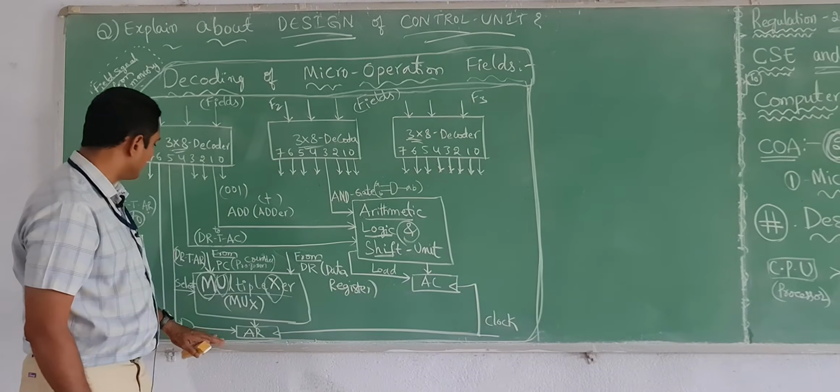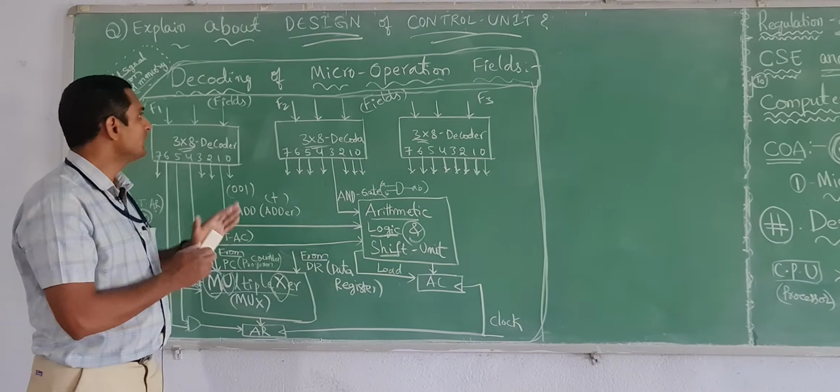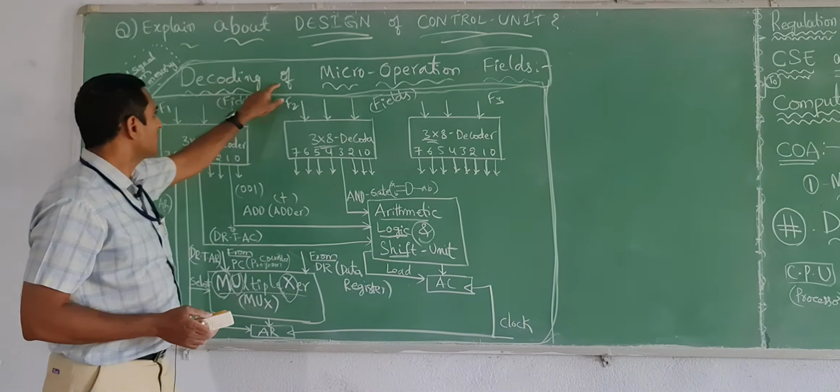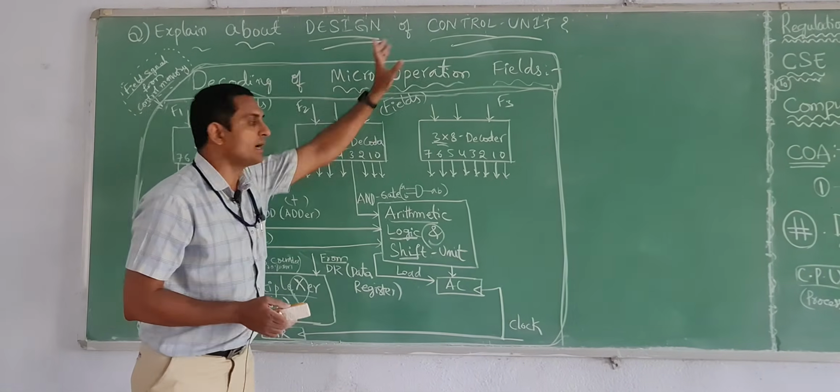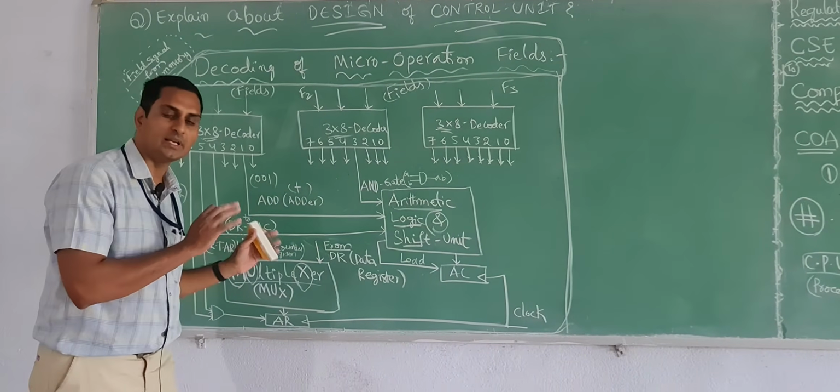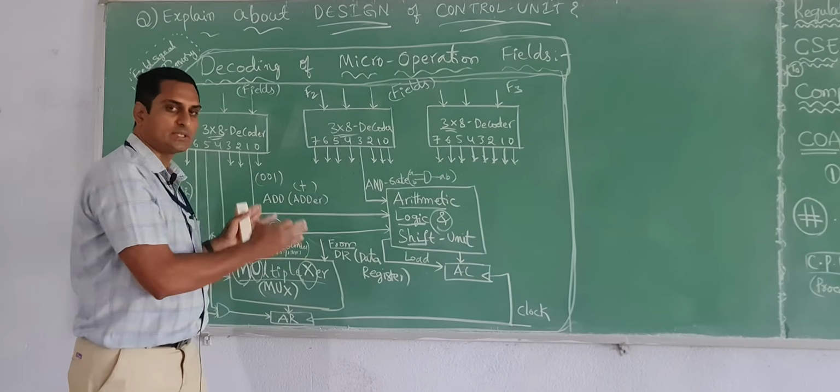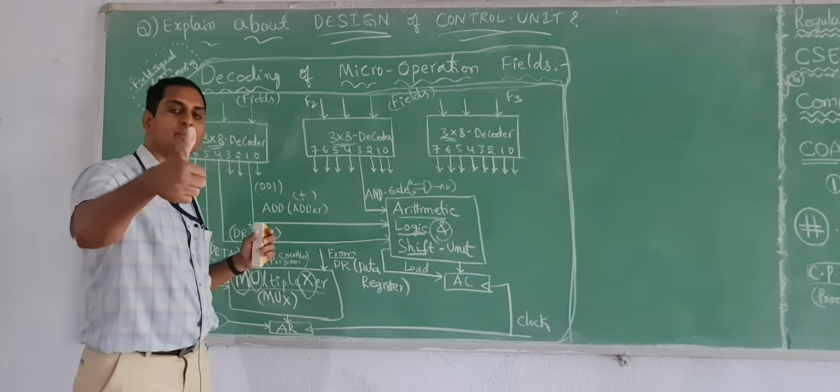AC and AR. Draw the diagram neatly. This is the decoding of micro operation fields in the control unit. Draw the diagram neatly and explain these topics clearly, so you will get full marks. All the best for your exam.